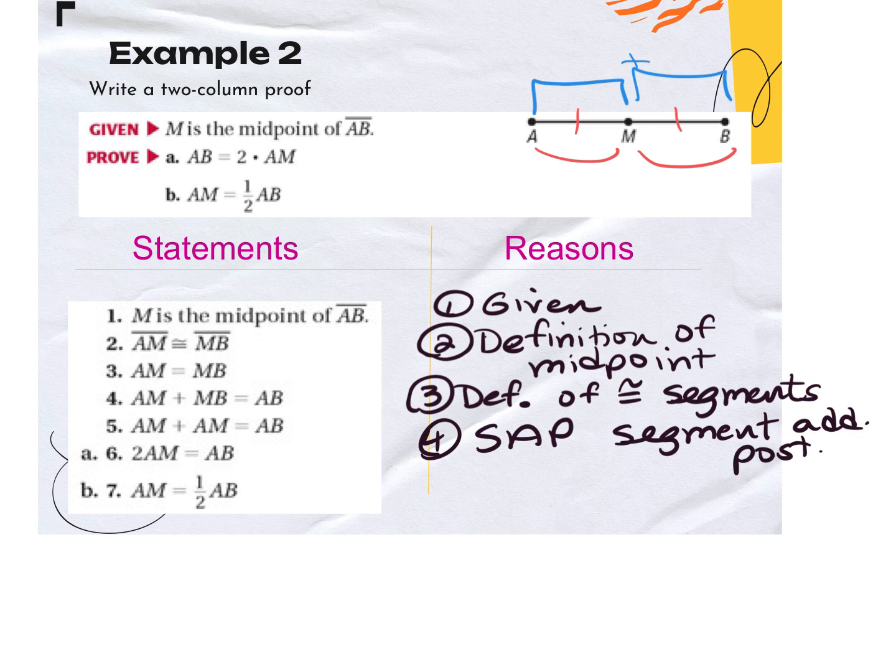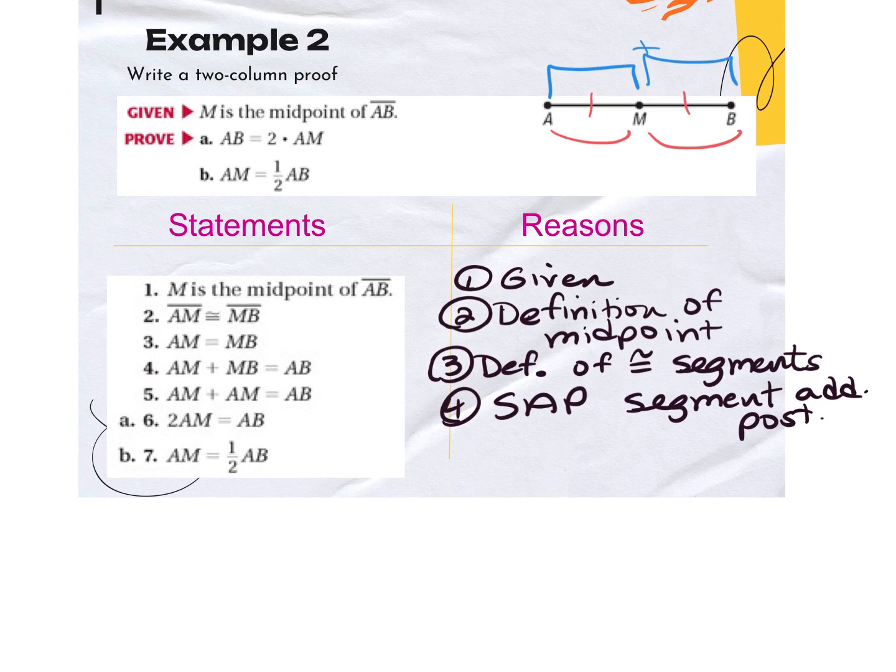Then step 5, notice what they did. Since I knew that AM and MB were congruent, all they did was take out MB and they replaced it with what MB equals, which is AM. So they did a substitution here.